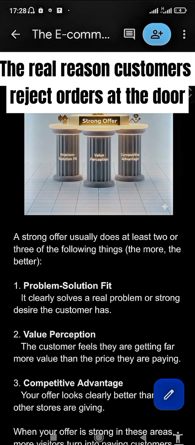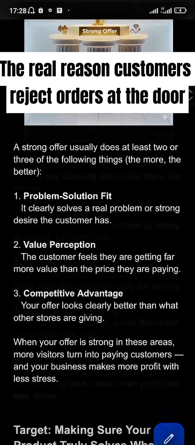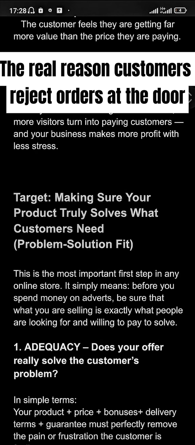That is value perception. And then this problem solution fit is that whatever you're selling has to solve the problem that you're trying to solve. Okay, let me just go into that problem solution fit now very, very quickly.